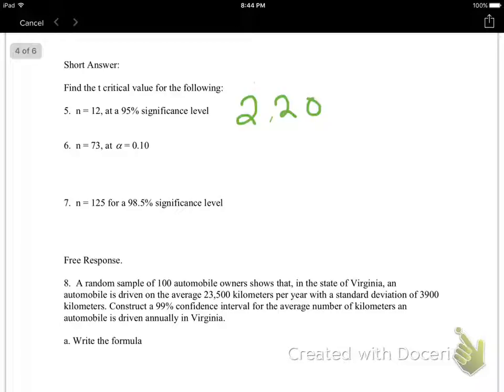Okay, so here, this is not a confidence interval. So I am going to put in 0.1, and I'm going to put in 72 because that is my degrees of freedom. And I get 1.29.